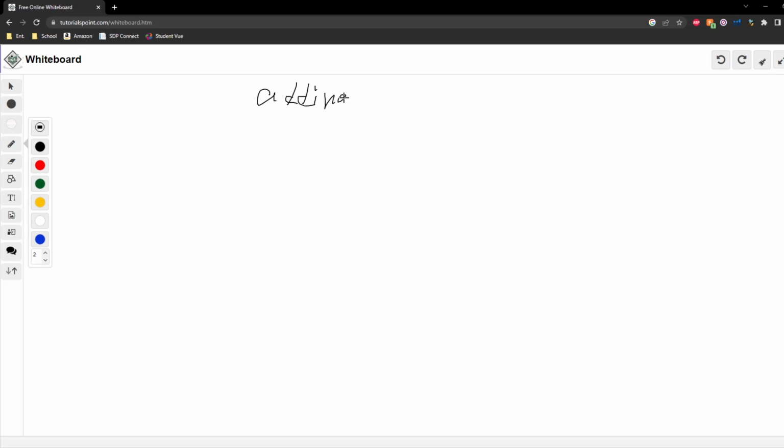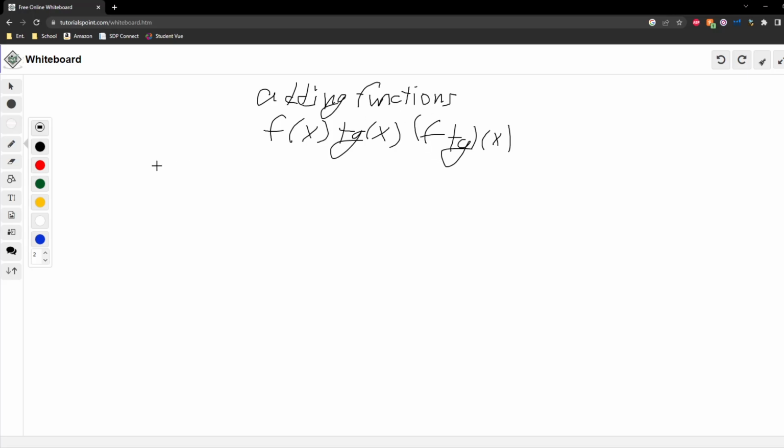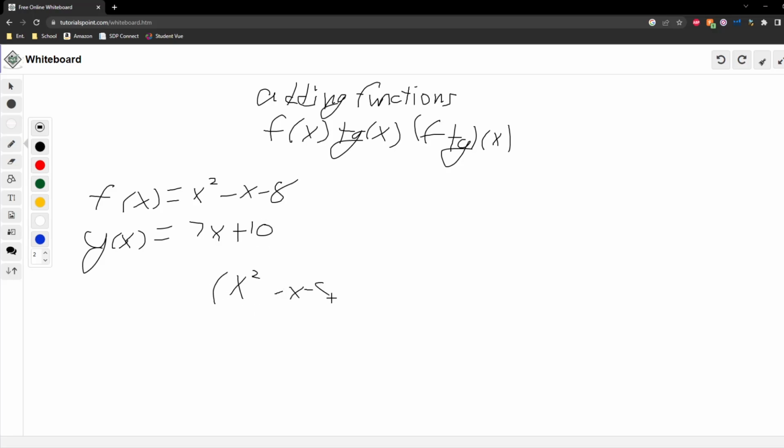Adding functions. Adding functions is relatively simple. It just boils down to combining like terms. Now, let's give this a try. F of x is equal to x squared minus x minus 8. G of x is equal to 7x plus 10. So first, we need to format it into x squared minus x minus 8 plus 7x plus 10.